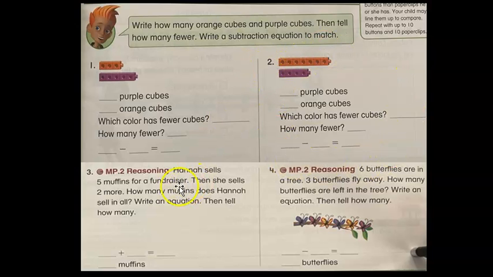Same thing. And then come here to number 3. I want you to copy this section here. And then you're going to fill out your subtraction equation down here at the bottom. And then come here to number 4. The same thing. Copy this, read it, and you're going to use this picture here to help you. And then fill out your subtraction equation here.